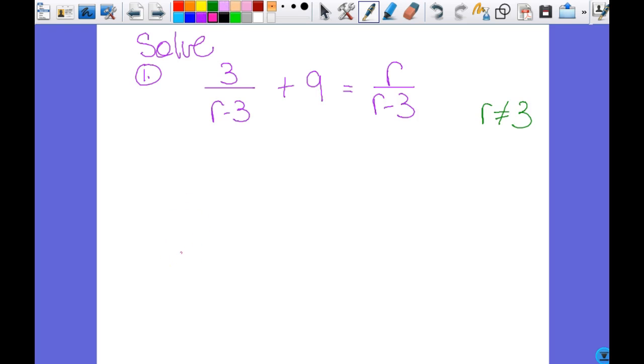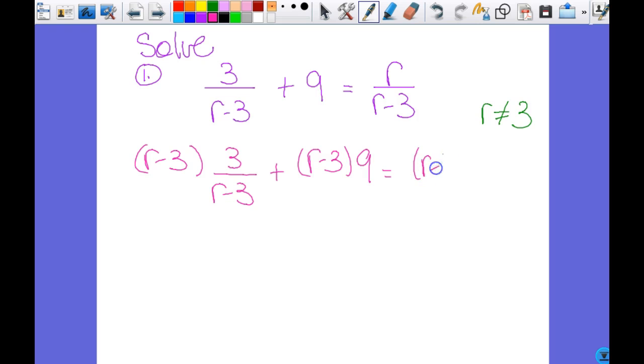So then I need to do what? What do you always want to do when you have fractions? Get rid of them, right? Clear the fractions. So I have to multiply by the least common multiple of whatever the denominator is. So I could multiply each term by what? R minus 3. And remember, hopefully we're not still making this kind of mistake, every single term, right? Not just the ones that have the fractions in it. So I'm going to multiply, and I'll just rewrite this so I don't lose anybody. R minus 3 times 3 over r minus 3 plus r minus 3 times 9 equals r minus 3 times r over r minus 3.